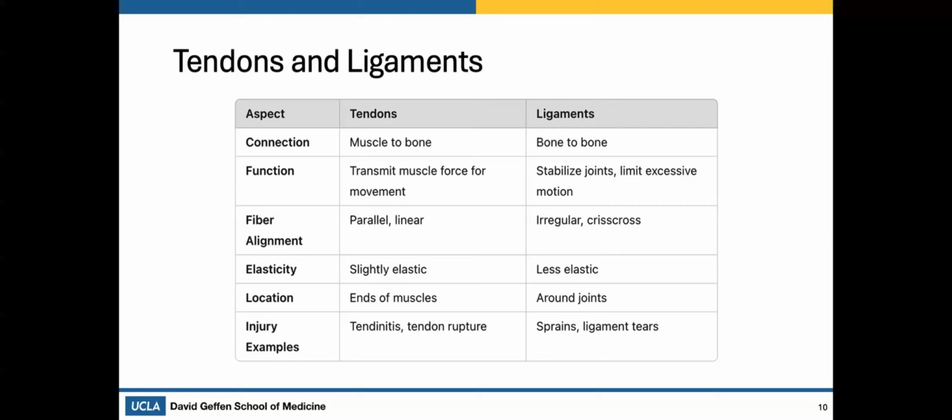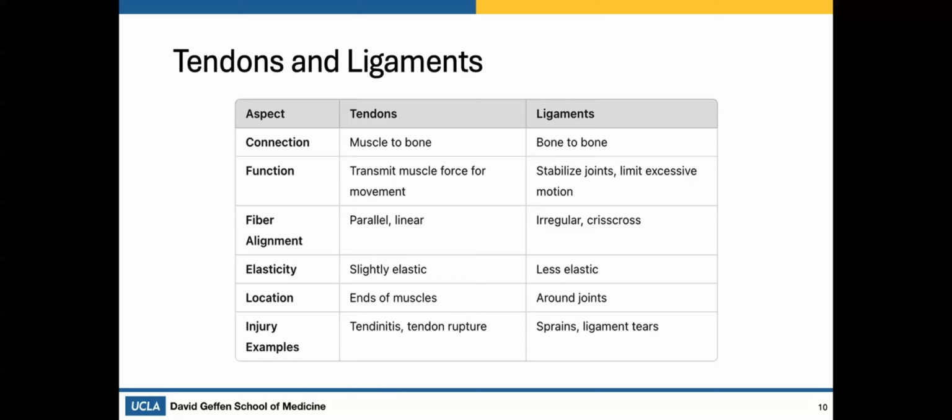In terms of elasticity, tendons are slightly elastic, allowing them to stretch and absorb force, which helps reduce the risk of injury. Ligaments, on the other hand, are less elastic than tendons, but have some degree of flexibility, which helps maintain some of the joint integrity.